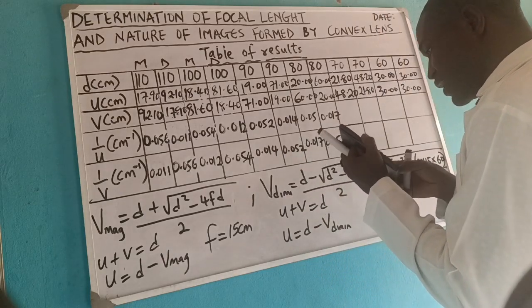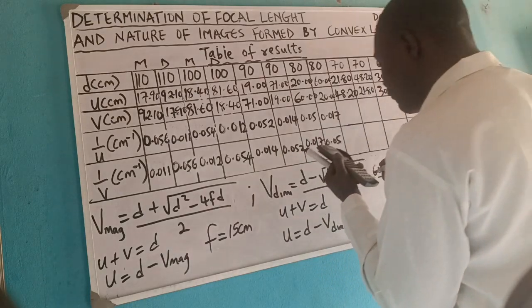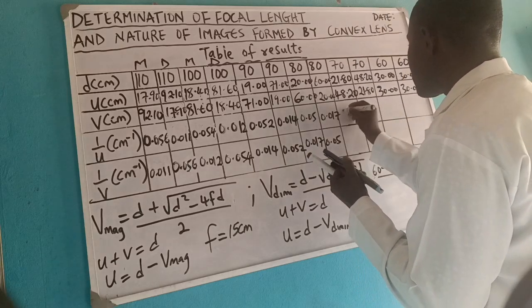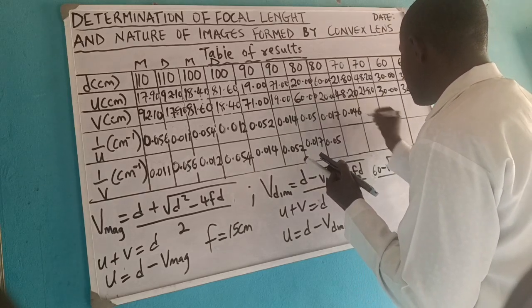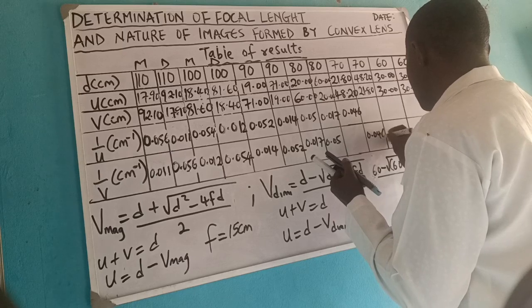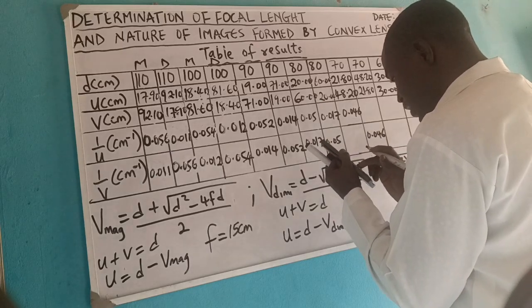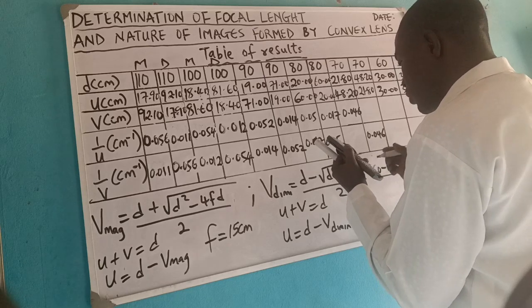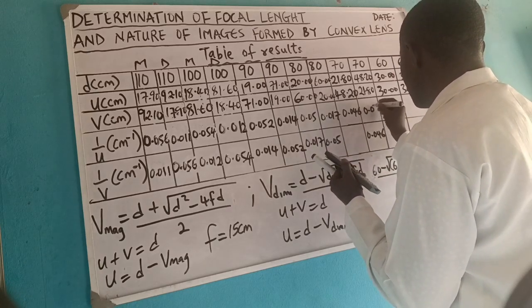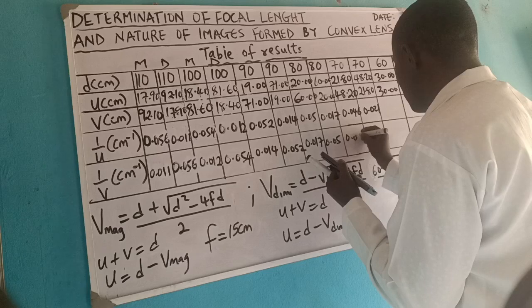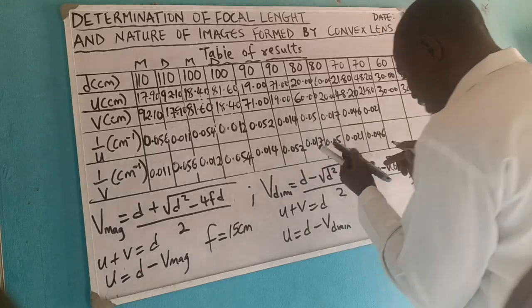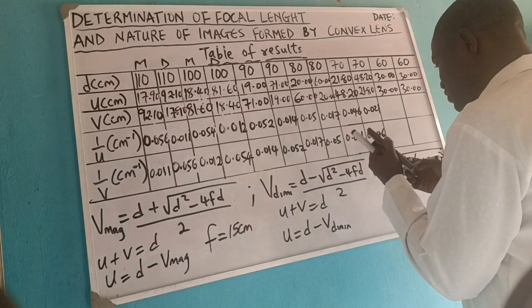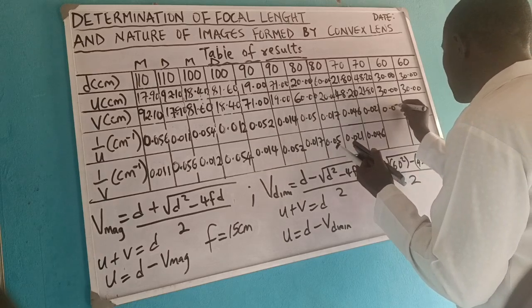21.8 inverse, 0.046, 48.2 inverse, 0.021, 30 inverse, 0.033.